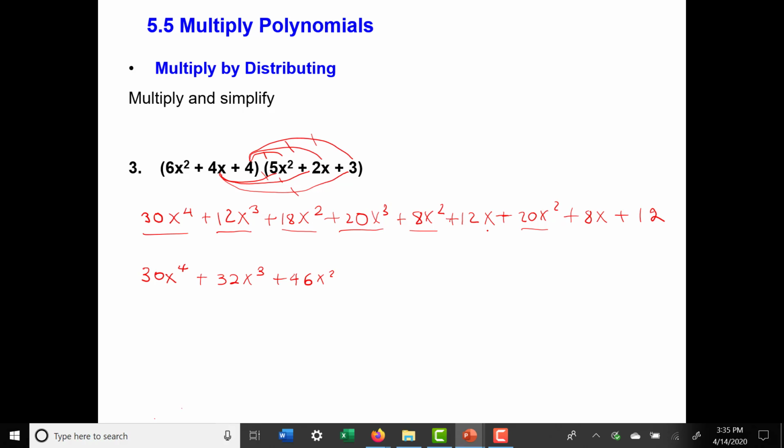Now x: 12x plus 8x is 20x. And we have just one term with a constant value. Now all the terms are unlike, so we cannot simplify this expression any more, and this is the polynomial that results when we multiply these two trinomials. It is 30x to the 4, plus 32x to the third, plus 46x to the second, plus 20x, plus 12.